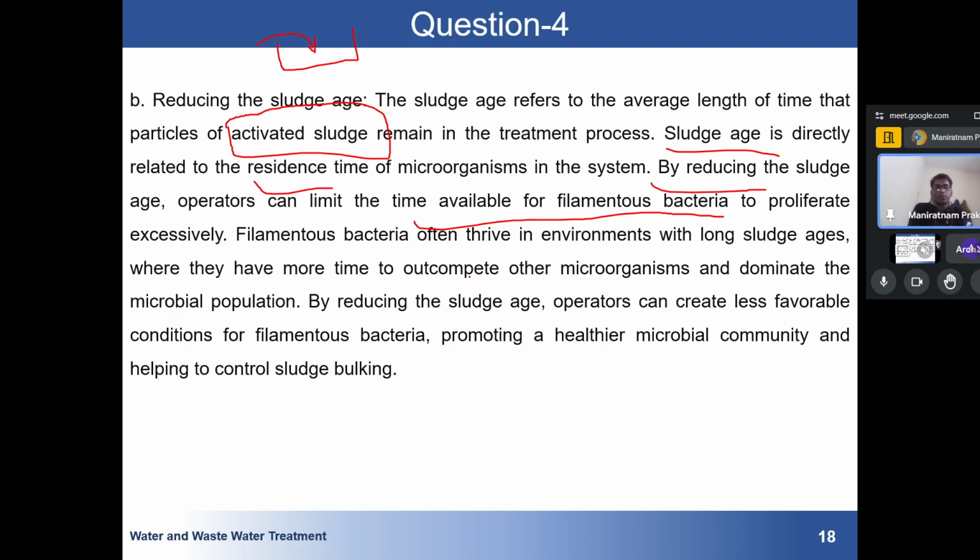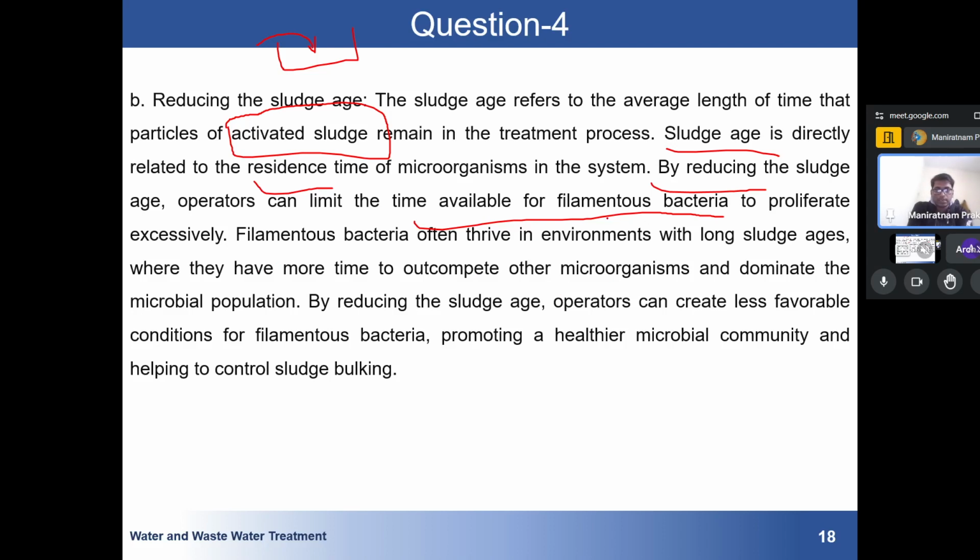No high time, no low time. Only the time required. Suppose X hour is required. You are just providing X hour. So what will happen is it will control the other parameter, and it won't allow the bacteria to grow that might contribute to this sludge bulking.